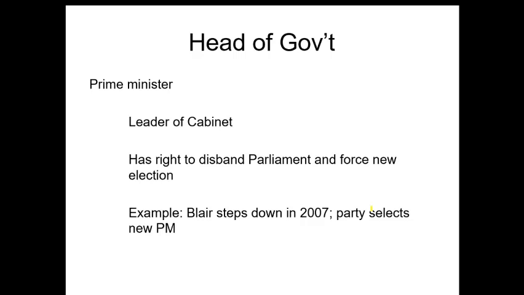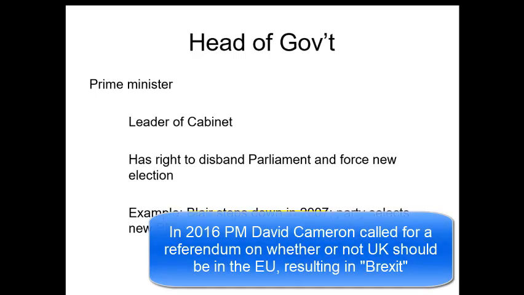The prime minister is also the leader of the cabinet. He has the right to disband parliament and force a new election. Now, we have a fairly recent example of this when Tony Blair in Great Britain stepped down in 2007 due to the lack of confidence over the Iraq War primarily. And then the party selected at that time a new Prime Minister, Gordon Brown, because Blair knew that confidence had been lost in the ruling party and decided to step down, which then spurred a new election.